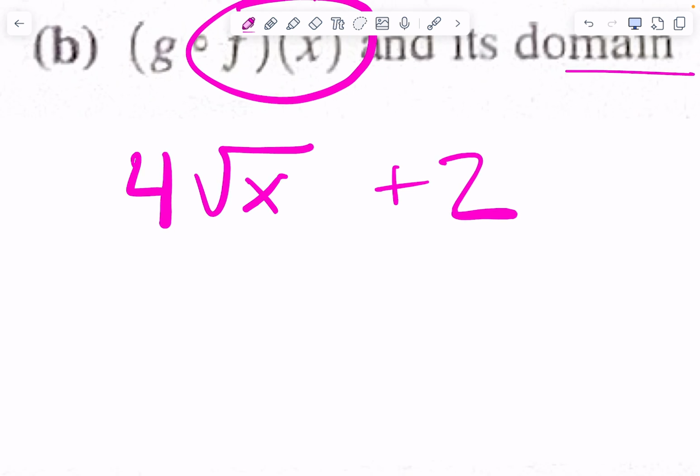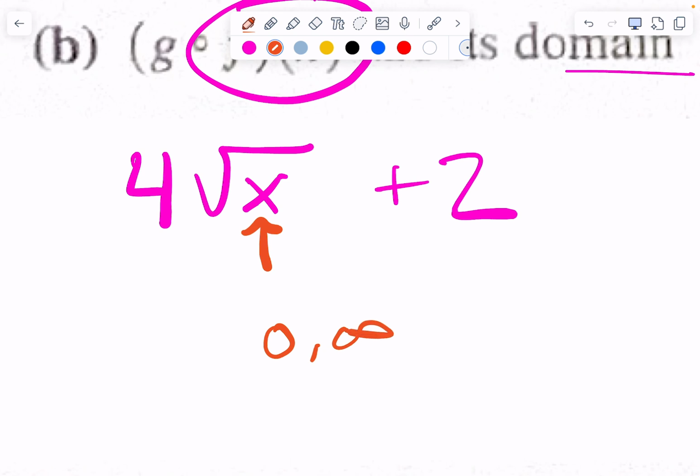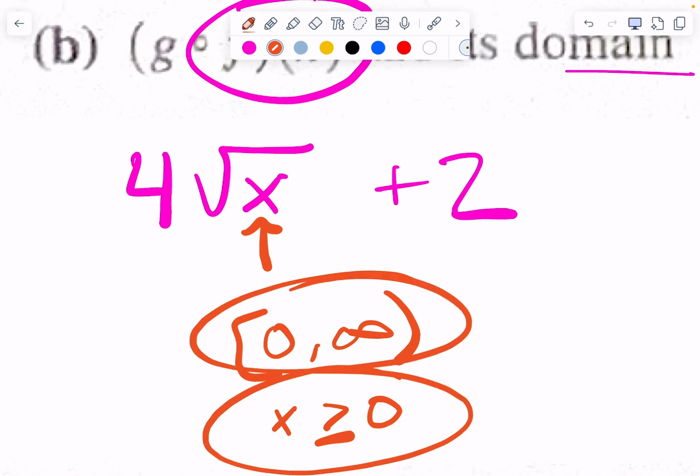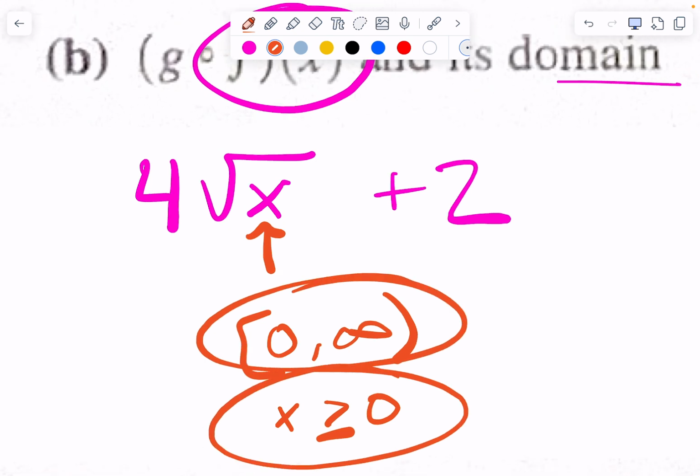as far as domain goes, I have to worry about this guy being a negative, right? So x can't be a negative, so x has to be what? Greater than 0. So I could say 0 to infinity, or you could say x has to be greater than or equal to 0. Can it be equal to 0? Yes, so that or this. Either one of those will work, right? Something of that nature.